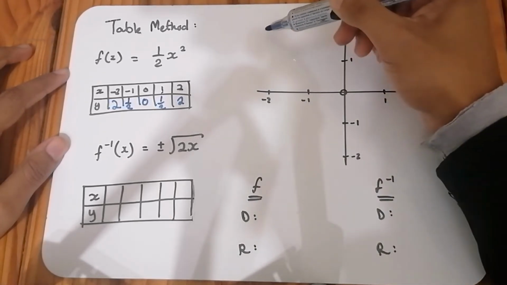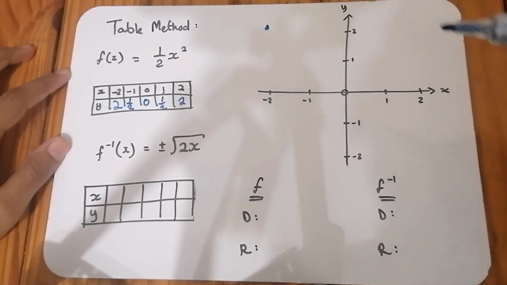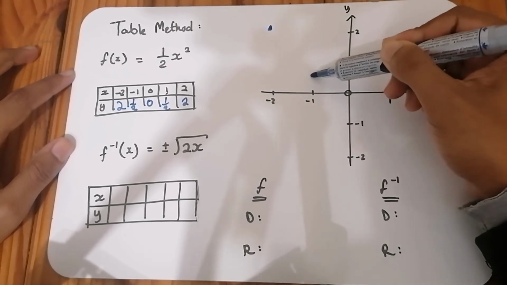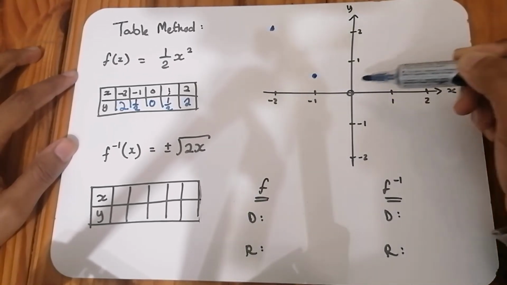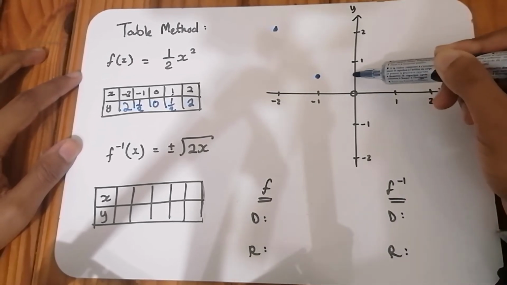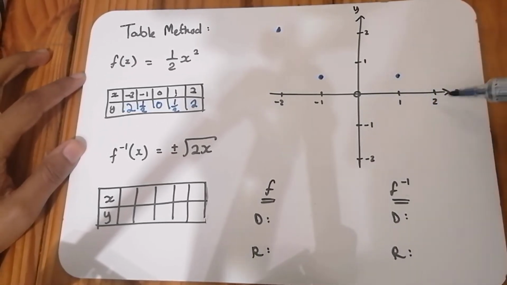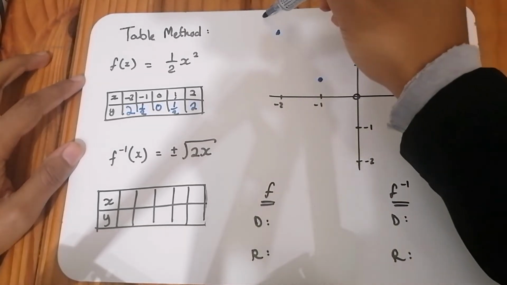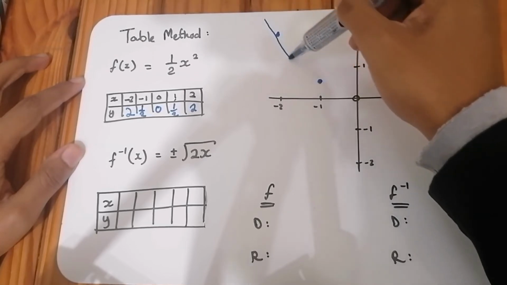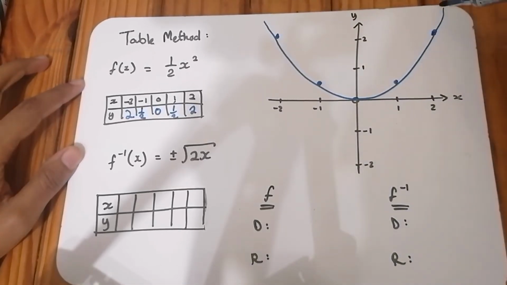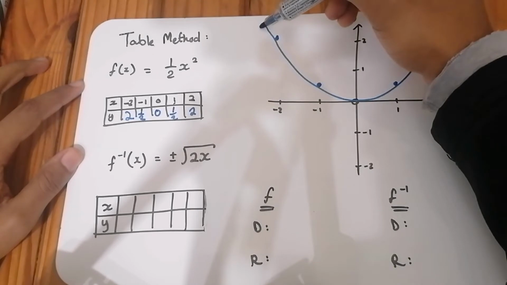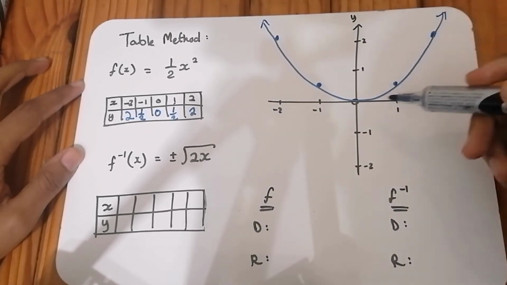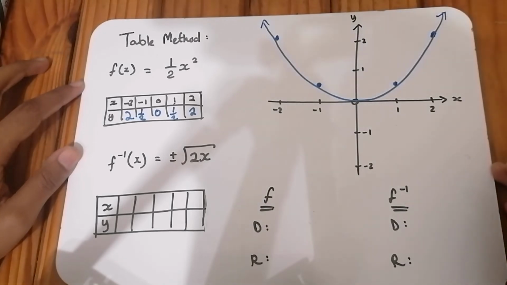-2 and 2, that's somewhere here. -1 and a half, that should be about there. 0 and 0 is the origin. 1 and a half should be in line, and then 2 and 2 should be over here. Okay, it's a parabola, so we will have these repeating values. Just draw a nice curve going through those values. And don't forget the arrows to show that the graph continues even beyond these coordinates.